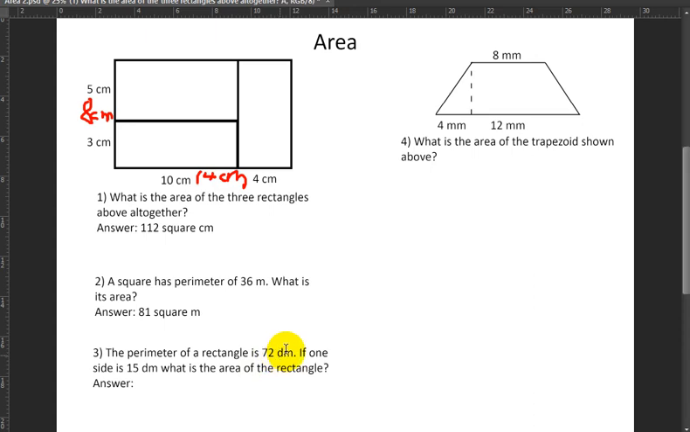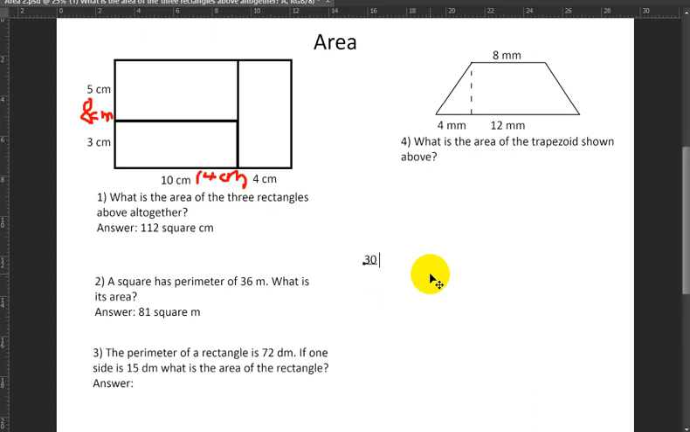Next up, we have that the perimeter of a rectangle is 72 decimeters. If one side is 15 decimeters, what is the area of the rectangle? Okay, so what we are being told right here is that if we add together all of the sides of the rectangle, we are going to get 72 decimeters. And one of the sides is 15. But if one of the sides is 15, I don't know if it's the long side or the short side. It doesn't matter really. All that I know is that if one side is 15, then another side is also 15, which means that together those two sides are going to be 30.